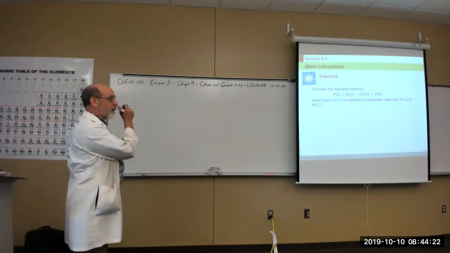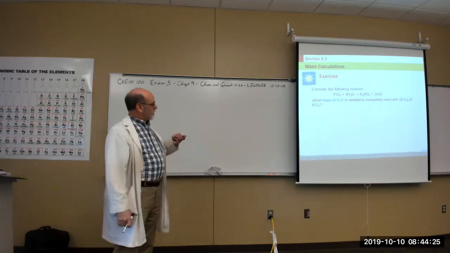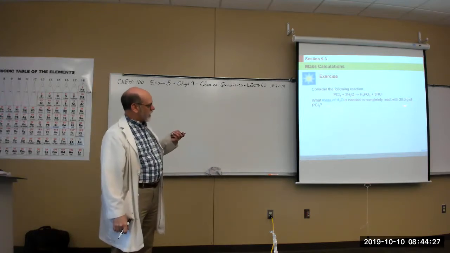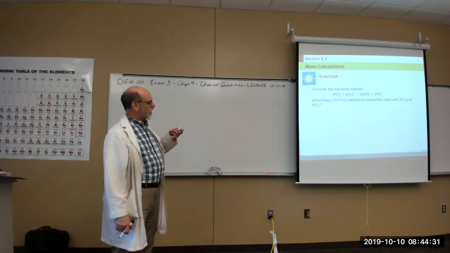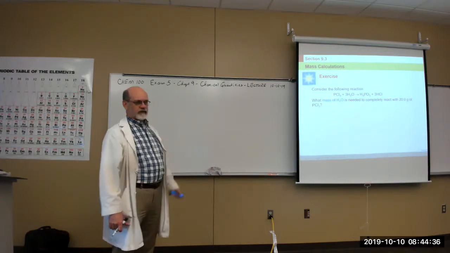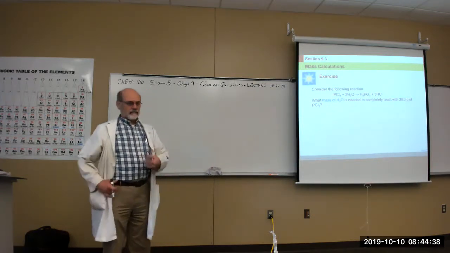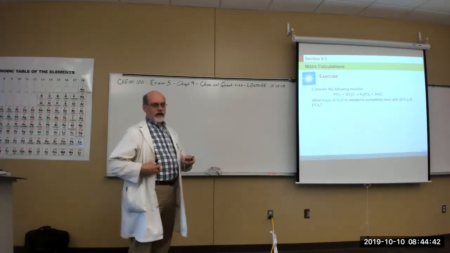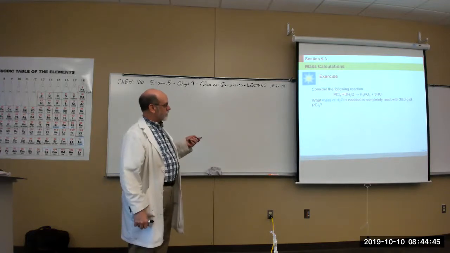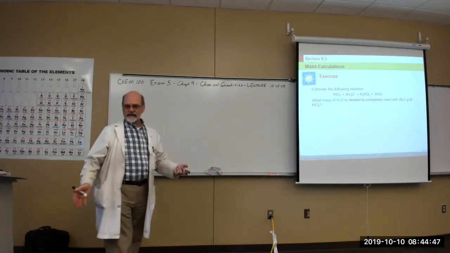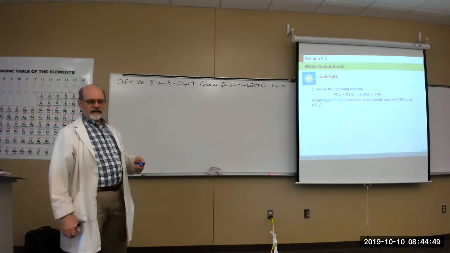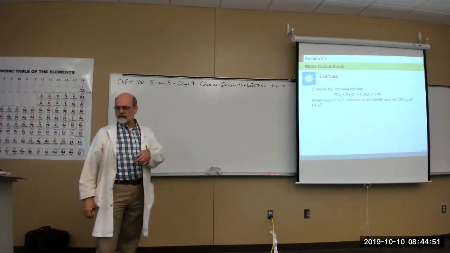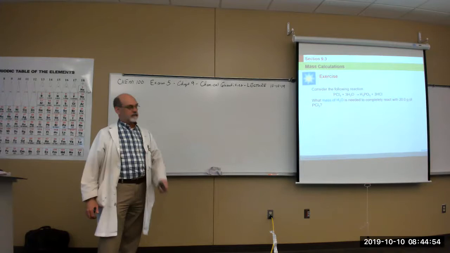For this one, we're interested in if we have 20 grams of phosphorus trichloride, how much water is required to completely react with that, right? So in this case, we don't care about the products, not in this problem. All we care about is the two reactants. And the procedure is exactly the same. You convert the mass to moles, moles of one to moles of the other, and then convert back to mass.